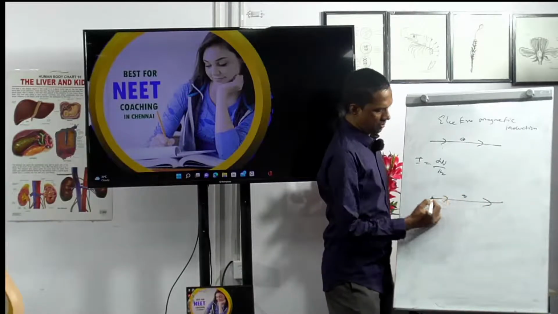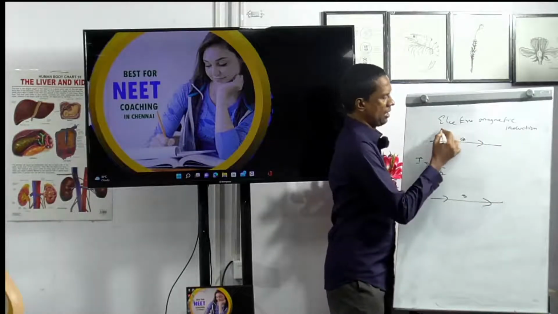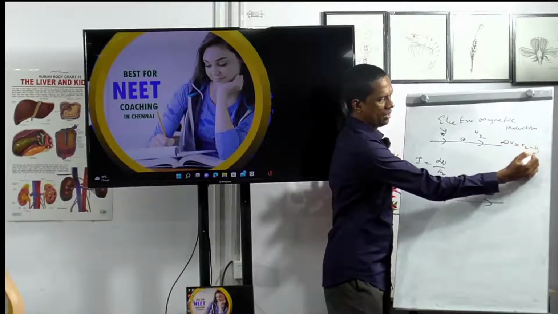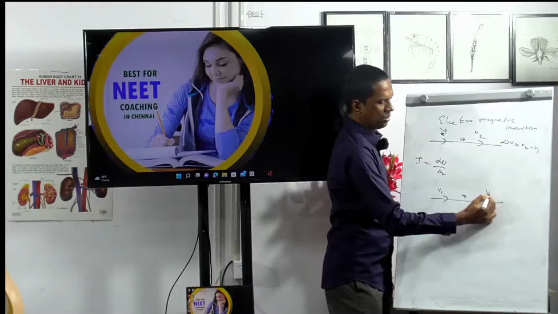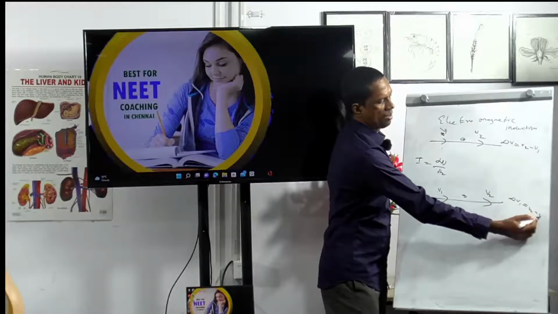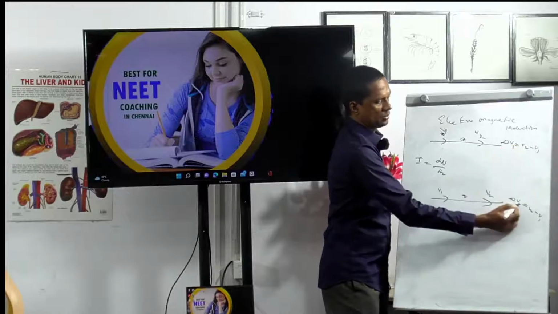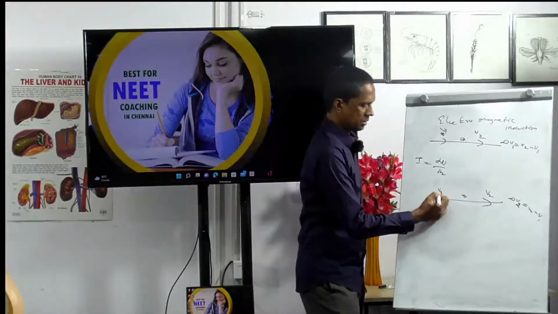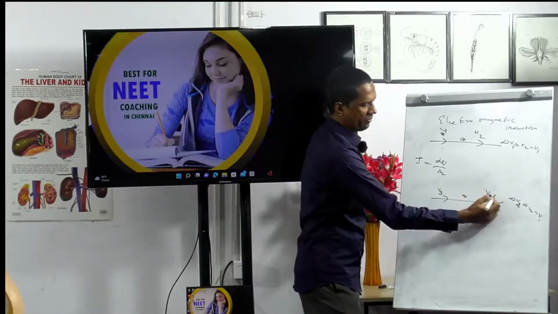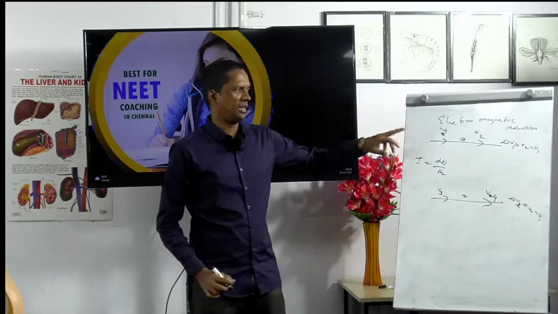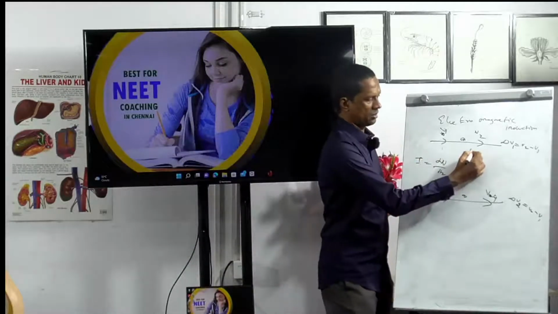Same Q, but delta V is equal to V2 minus V1. So this one is V1, this one is V2. Let us assume V3 and V4 like this, same thing. Here it is normal, no full brightness.